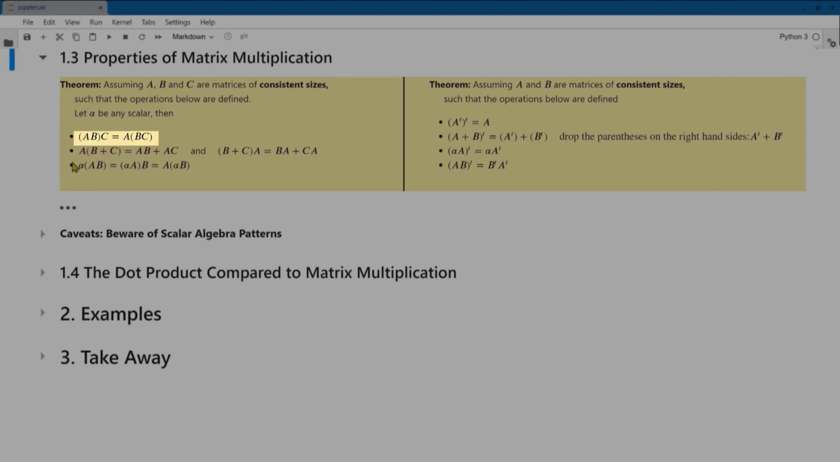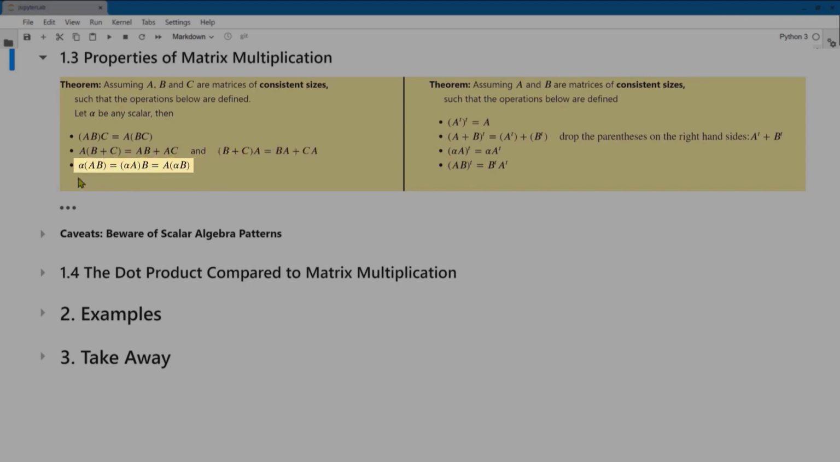Now, similarly, multiplication will distribute over addition. So A times (B plus C) is equal to AB plus AC. And again, A is on the left and therefore has to stay on the left as we multiply this out. Since we can't commute, we have to establish the same property when A is on the other side of that addition. So (B plus C) times A is equal to BA plus CA. And again, A this time is on the right and stays on the right as we multiply this out.